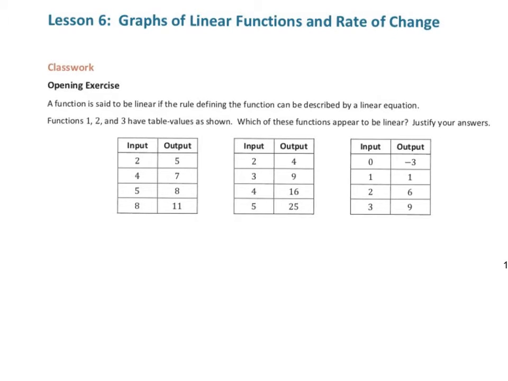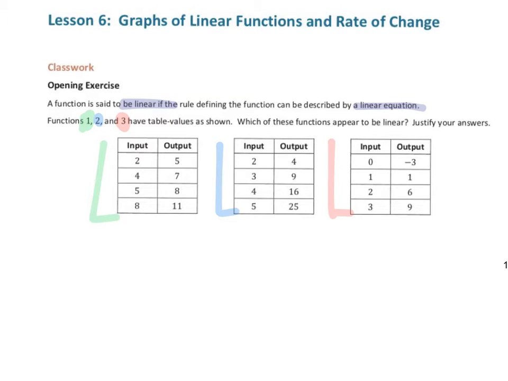It says a function is said to be linear if the rule defining the function can be described by a linear equation. So it says it's linear if you can make an equation. Well, the only way you can make an equation is if you have the slope and the initial value. Functions 1, 2, and 3 have table values as shown. Which of these functions appear to be linear? Justify your answers. So I'm going to look at function 1, function 2, and function 3.